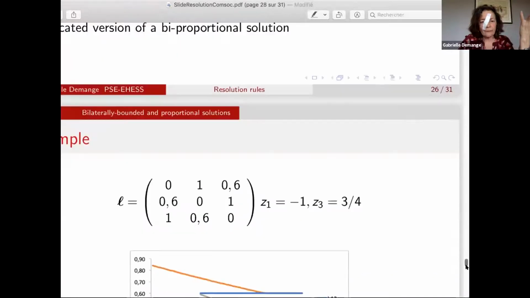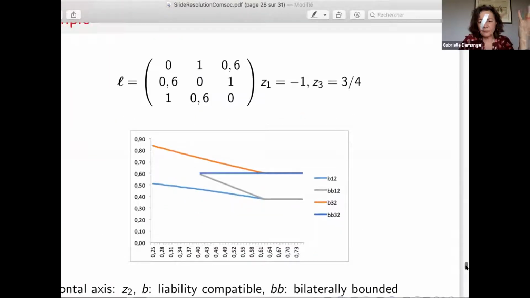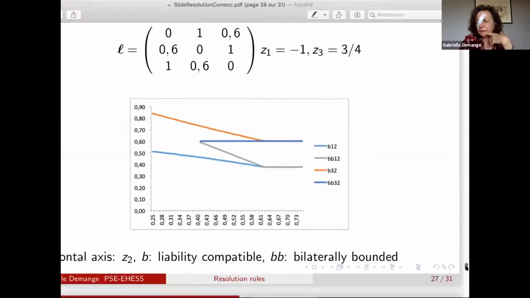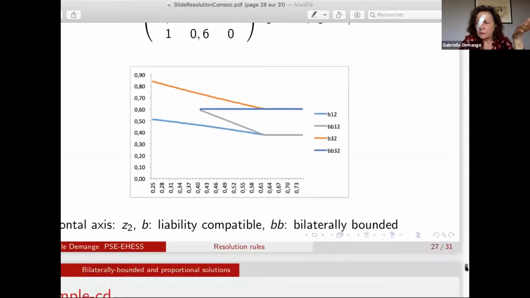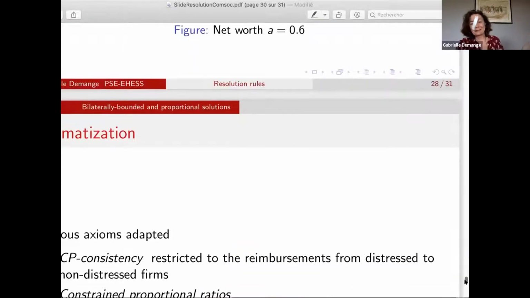And I wanted just to illustrate that the two solutions under full information differ. But maybe I have no time. I should stop, no? Or okay, I'm sorry.